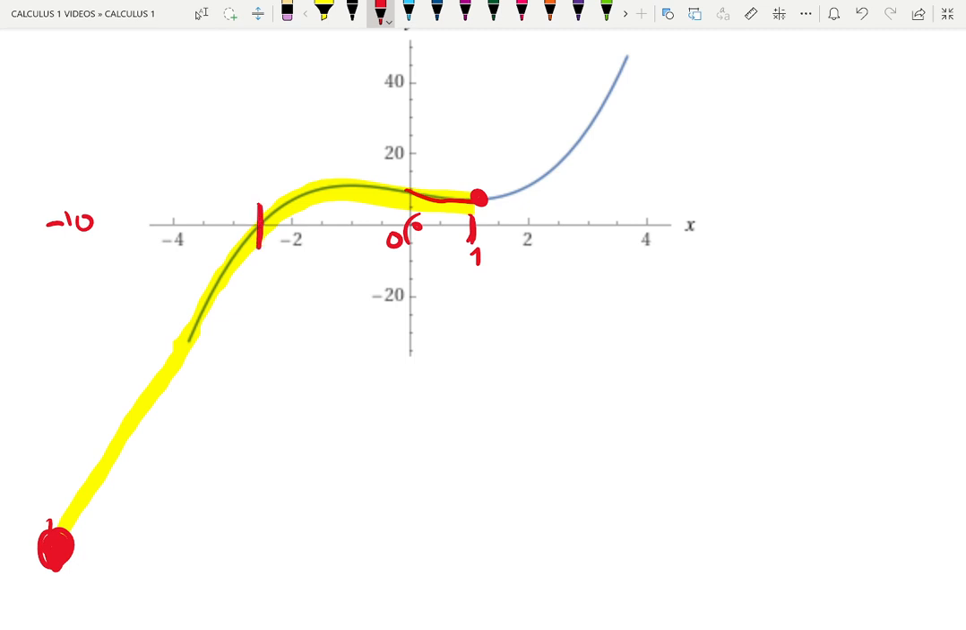Thus, there should be a number c, which is somewhere around -2.5. That is a root for this cubic function, which means at that c, the function x cubed minus 3x plus 9.1 is 0. I hope this clears up a little bit your understanding of the intermediate value theorem.